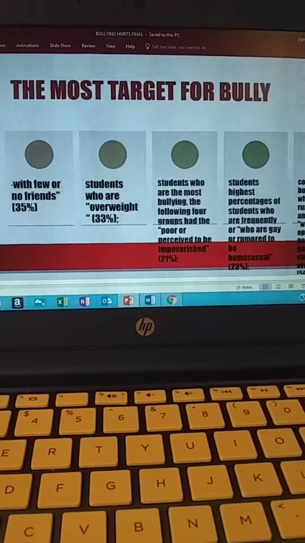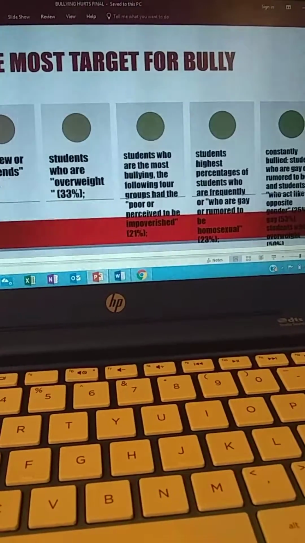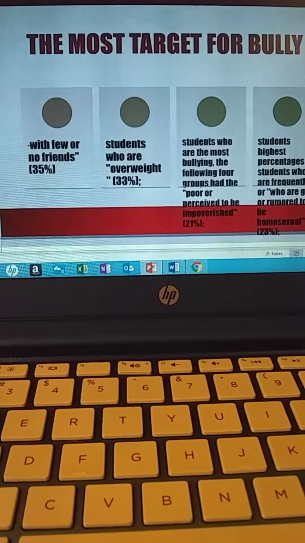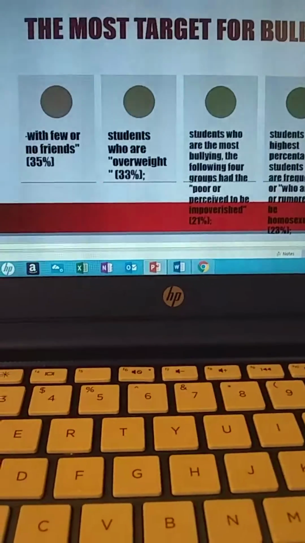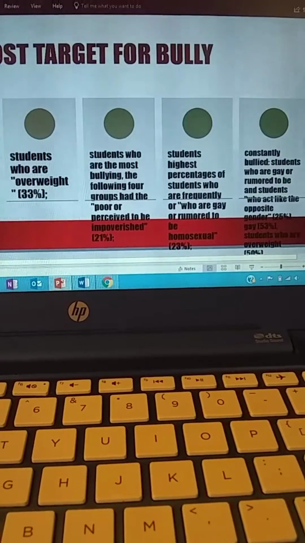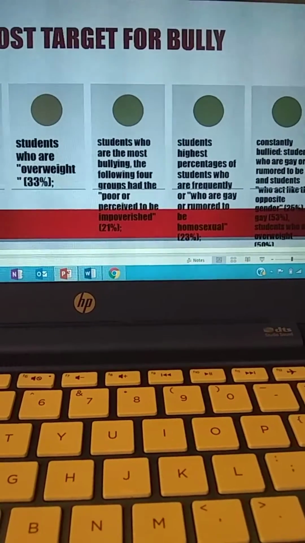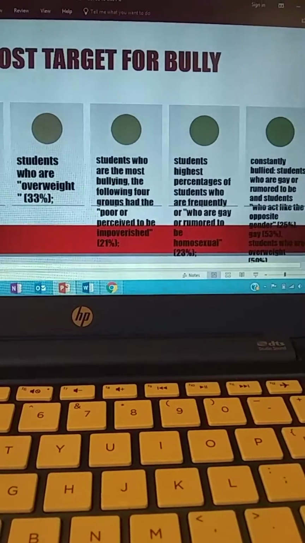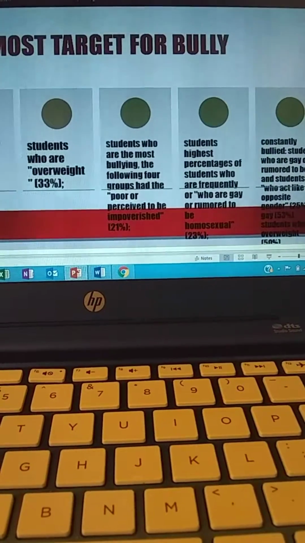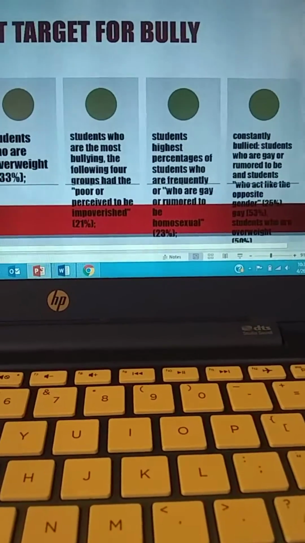Who are the most vulnerable categories of students that become targeted? Students with few or no friends, 35%. Students who are overweight, 33%. Students who are poor or perceived to be impoverished, 21%. They come from lower income family backgrounds, have grooming issues, or are not dressed well. Bullies make fun of those students.